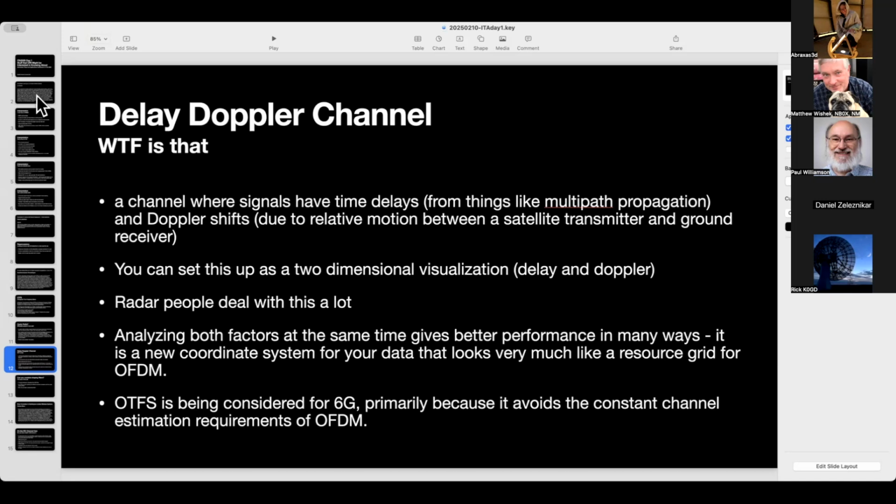And radar people deal with this a lot. So if you're a radar person, you're going like, yeah, I get it. If you're not a radar person, then you have to kind of wrap your mind around it a little bit. Analyzing both of these factors at the same time, assuming that you have both of these in your channel, gives you a lot better performance in many ways. And so that's why OTFS is being considered for 6G, because it avoids this constant channel estimation requirement that OFDM has.